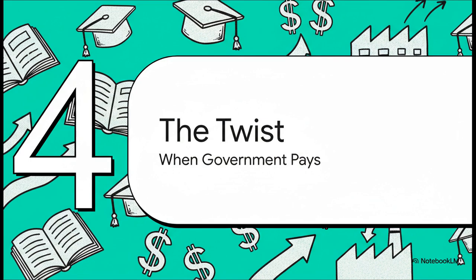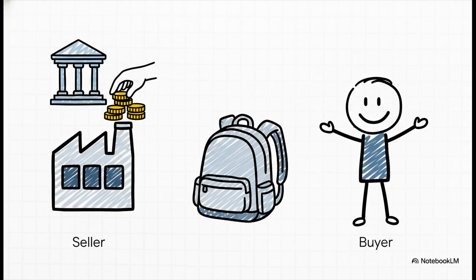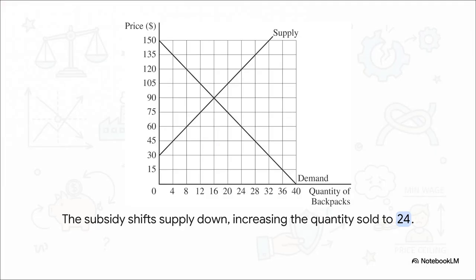But what if the government tried a different approach to help students? What if, instead of forcing prices down, they decided to help the sellers out? This new idea is called a subsidy. For every single backpack a company sells, the government hands them an extra $30. The idea is to encourage them to produce more, not less. A subsidy is like a bonus for the sellers, so you can think of it as lowering their costs. And on our graph, that shifts the entire supply curve down by $30.